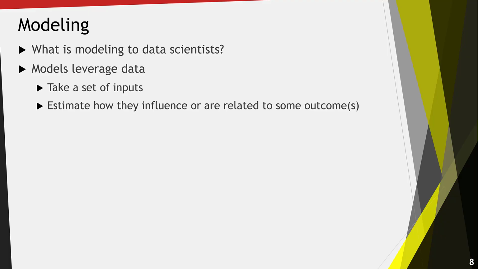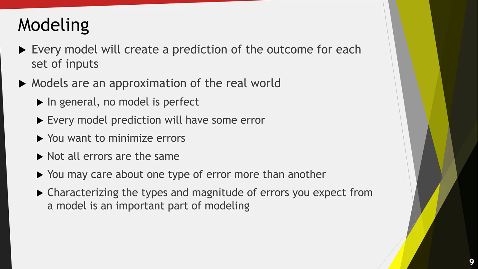These are tools that leverage data. They're going to take a set of inputs, some input data, and they're going to estimate how those inputs influence or are related to some outcome. What this means is every model in data science is able to create a prediction of some outcome for every set of inputs. I want to emphasize these models are an approximation of the real world. In general, no model is perfect, and every model is going to have some kind of error in its predictions. Of course, you want to minimize these errors, but not all errors are the same. You may care about one type of error more than another. So an important component of this modeling process is characterizing the types and the magnitudes of errors that you expect from a model.